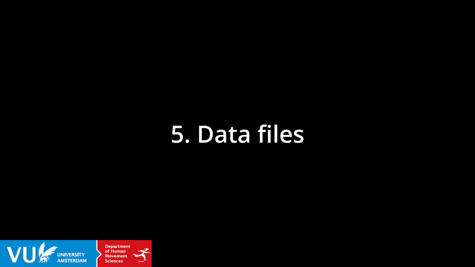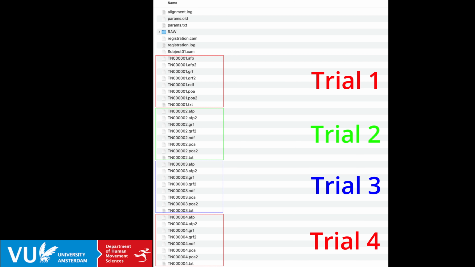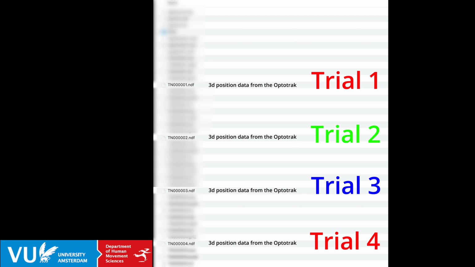After collecting data, all data files are stored in the folder that was selected at the startup of the FBWM software. The data files are grouped by including the trial number in the names. Each file name consists of the letters TN followed by 6 digits. The extension indicates the type of data. A file ending with .ndf contains the three-dimensional position data from Optotrak.